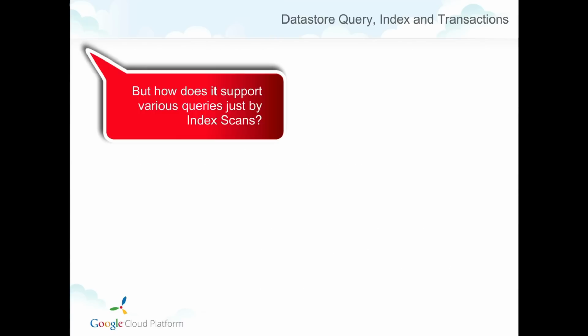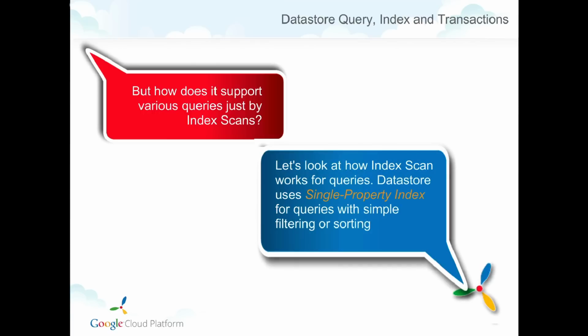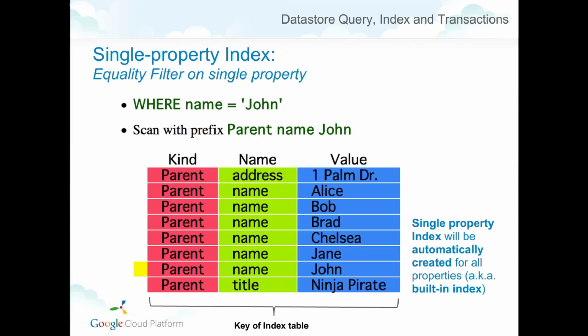But how does this support various queries just by index scans? As you saw, the index scan mechanism is so simple. So you might wonder how it can support complex query conditions like where or order by clauses. The answer is the various kinds of index we have on Datastore. One is the single property index. A single property index works for queries with simple sorting or filtering, just like this.